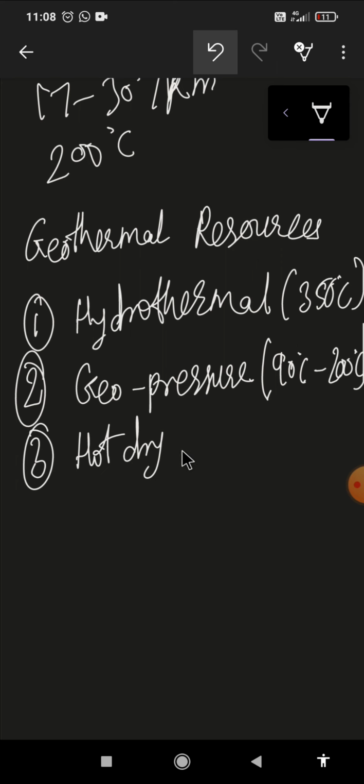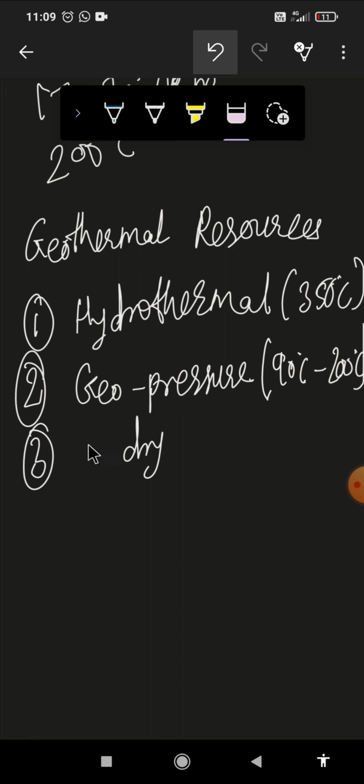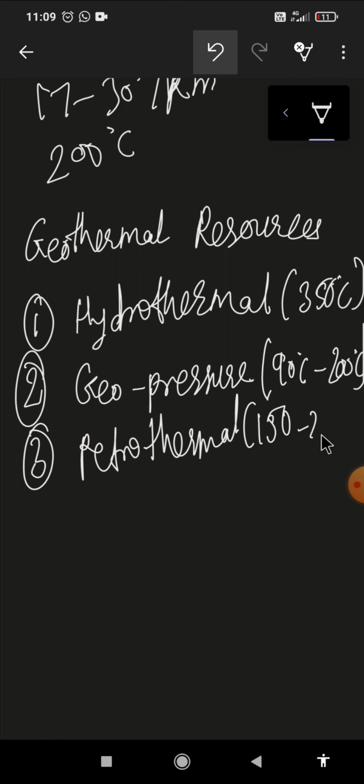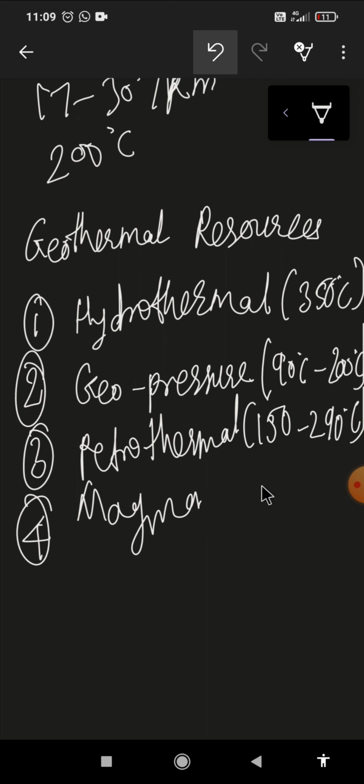Hot dry rock, or petrothermal. Hydrothermal, geopressure, and petrothermal resource. It is around 150 to 290 degrees Celsius. Then there is the fourth, molten rock or magma geothermal resource, which is 650 degrees Celsius.